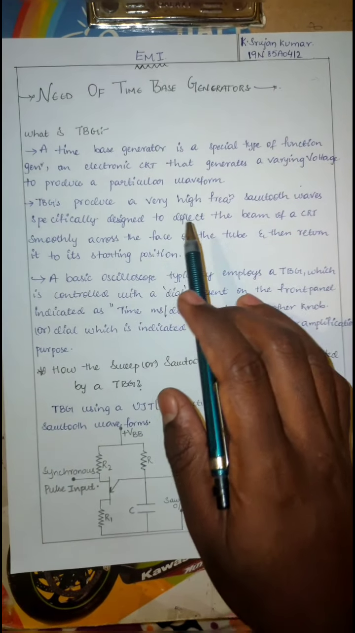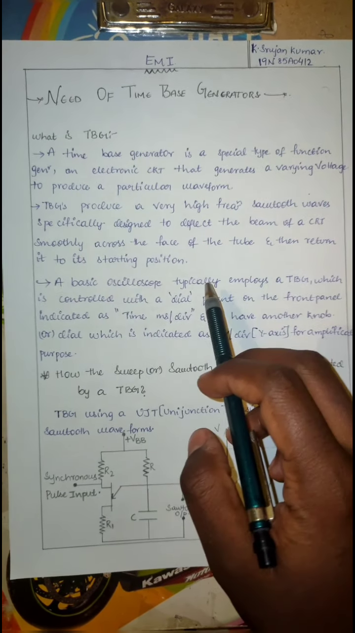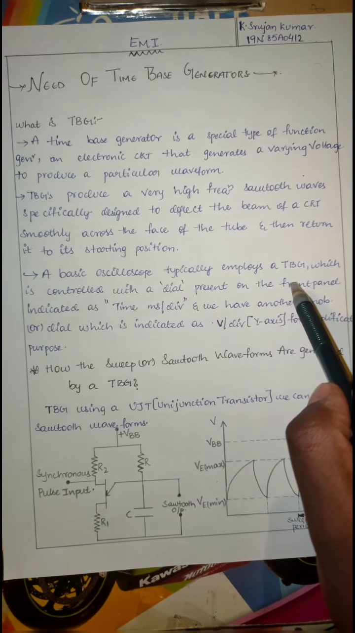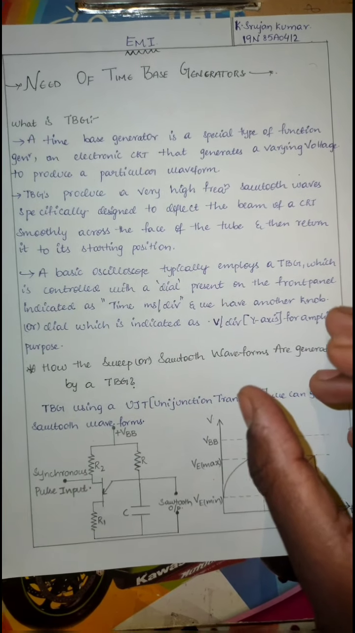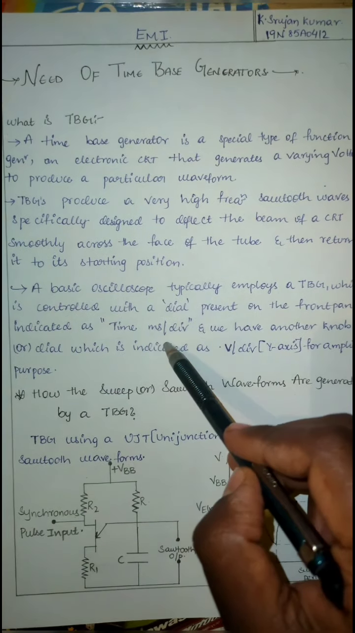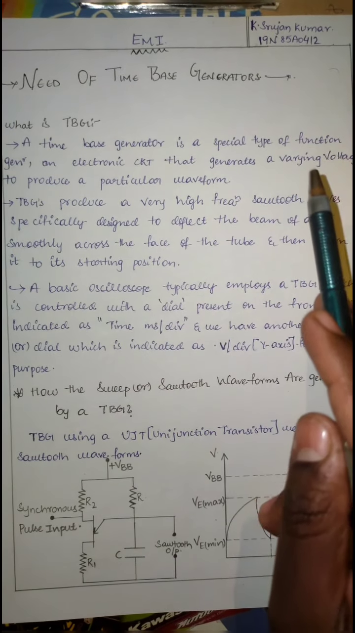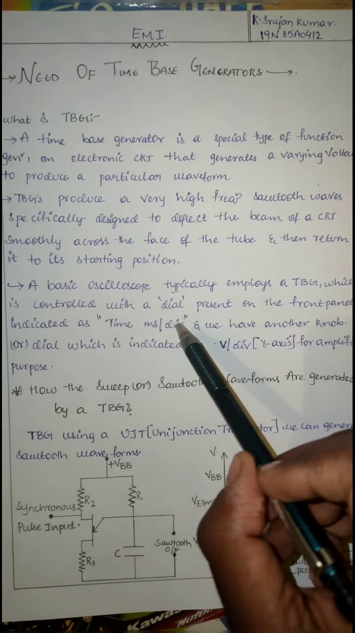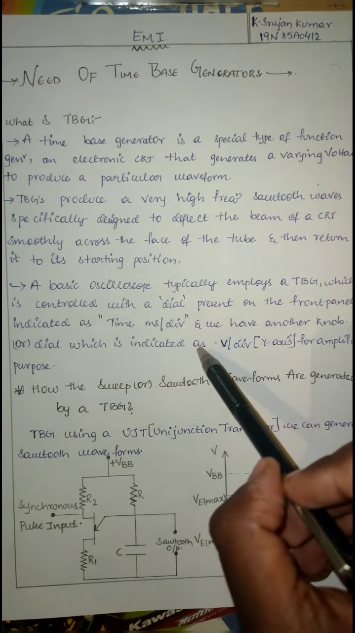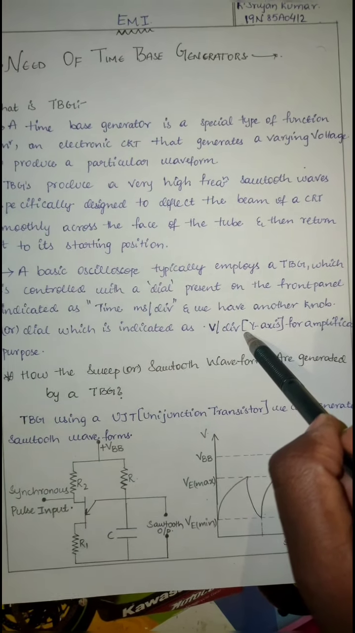Next, a basic oscilloscope or CRO typically has a TBG, which is controlled with a dial or knob present on the front panel of the CRO, indicated as milliseconds per division, which is a time scale. And we generally have two knobs on the CRO. One is to vary the time in milliseconds per division, and another knob is for amplification of the signal, which is indicated as volts per division.